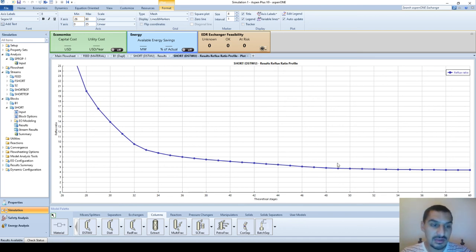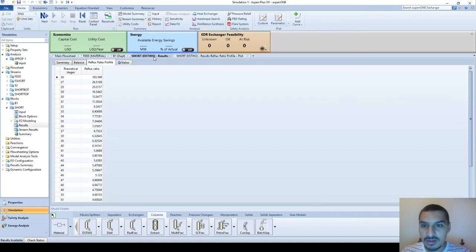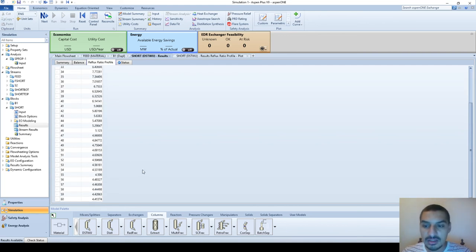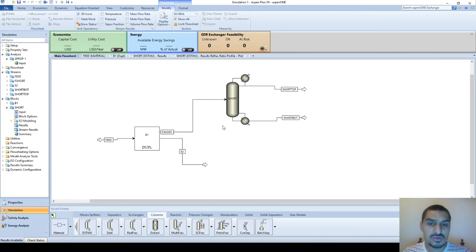This is the plot, and you can imagine how much time you would take to generate a plot like this if you were doing the McCabe-Thiele diagram. I don't know how many points I have here, but it's not less than 15 or 20 points, and for all these points I have reflux ratios and number of stages by the click of a mouse. So this is awesome. Anyway, I now have all the information that I want, so that I can go for the rigorous mode.